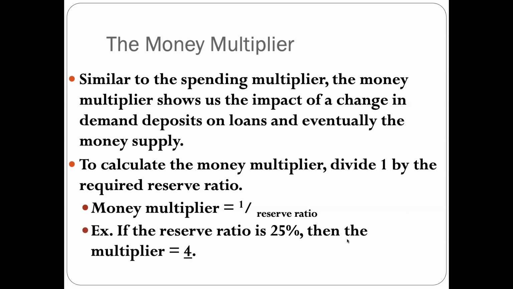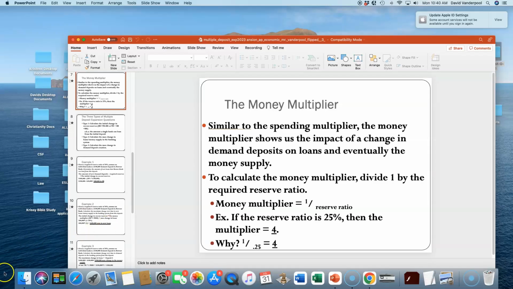So if the reserve ratio is 25%, then the multiplier is 4. Why is that? 1 divided by 0.25 is going to be 4.